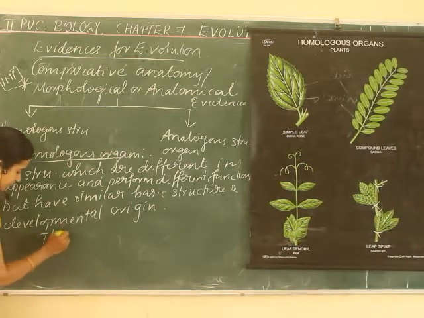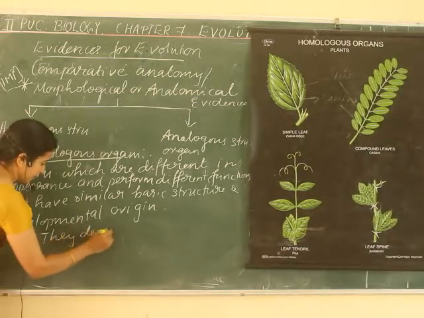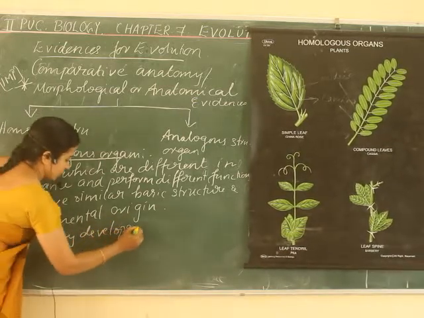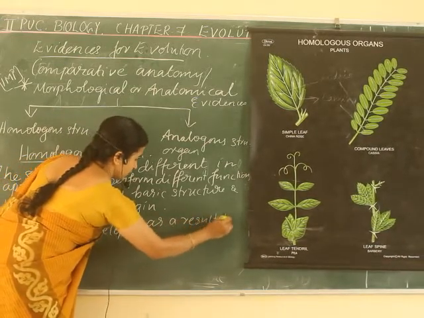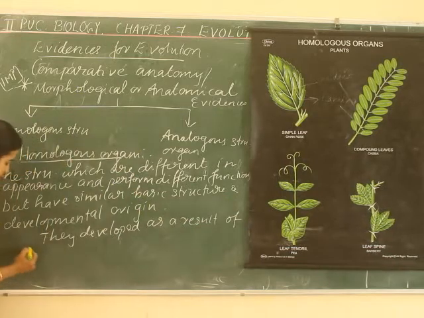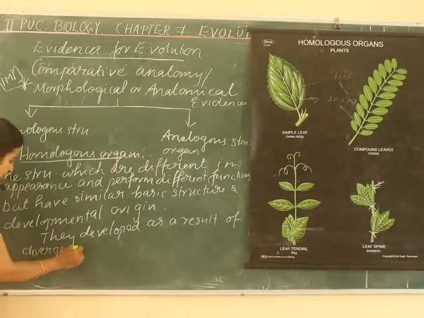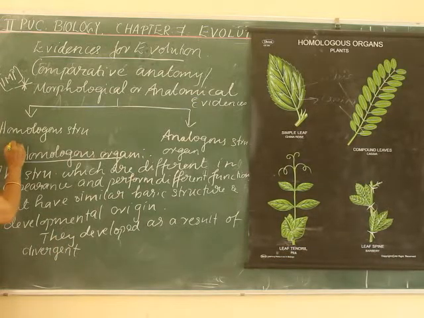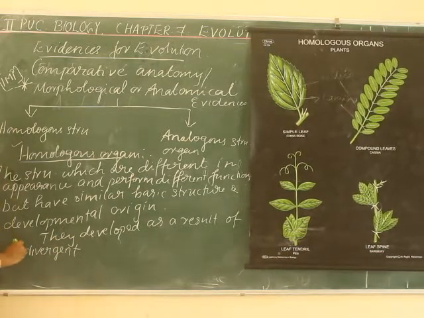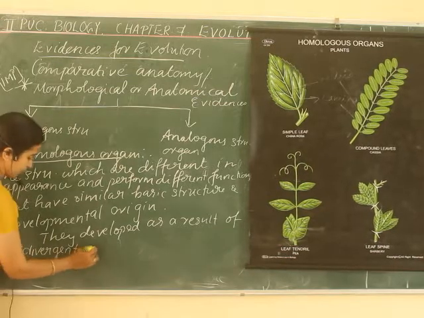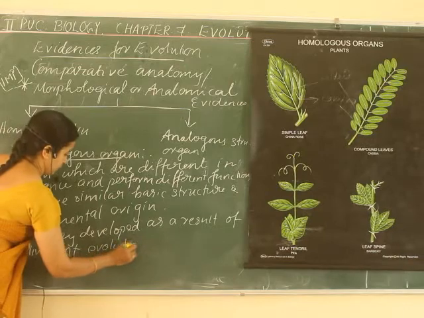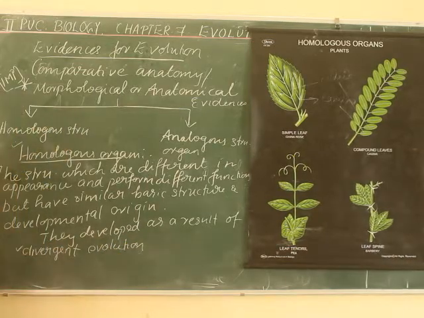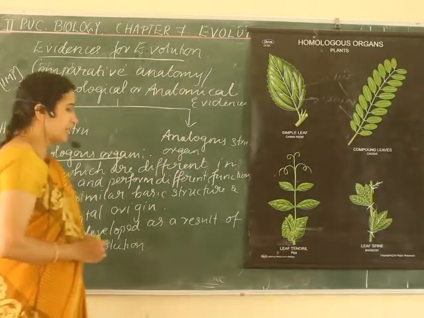See, another definition, a question used to come: one is what are homologous organs, then the second one is divergent evolution. Likewise, analogous organs and convergent evolution. So they developed as a result of divergent evolution.